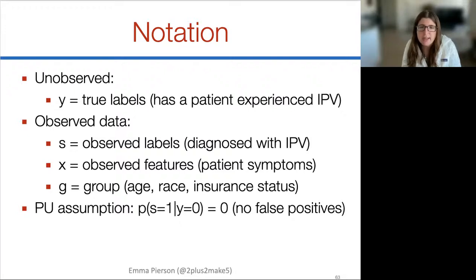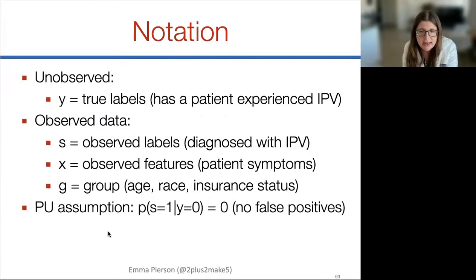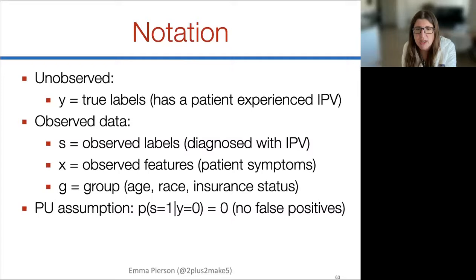The observed data consist of S, which are the observed labels. So this is whether someone is diagnosed with IPV. X, the observed features, which are the patient symptoms, for example, their ICD codes. And then G, which is the patient's group. And this is what we care about inferring the relative prevalence across. So it might be their age or their race or their insurance status. And the PU assumption in this setting, the no false positives assumption, is that if Y is 0, then S is never 1.